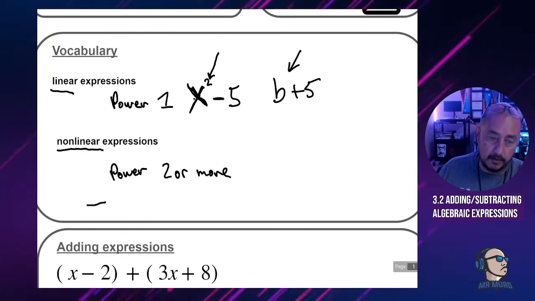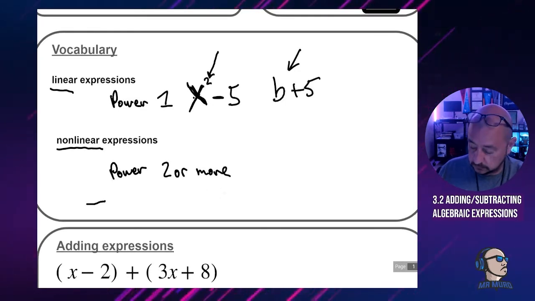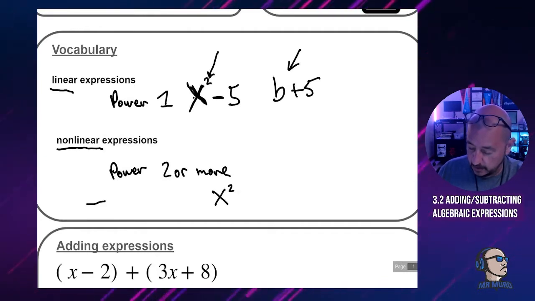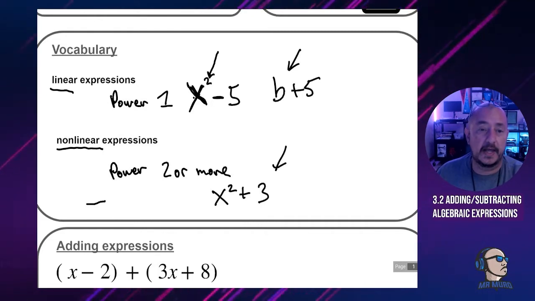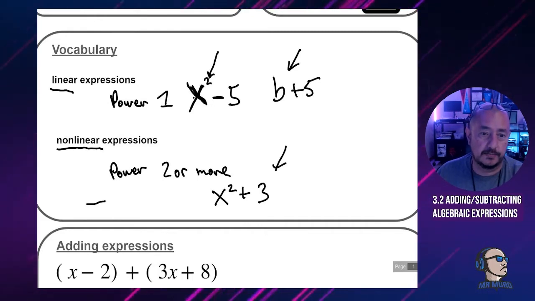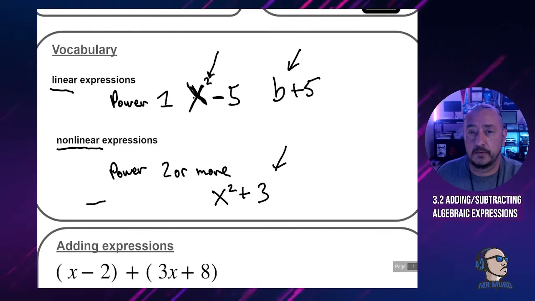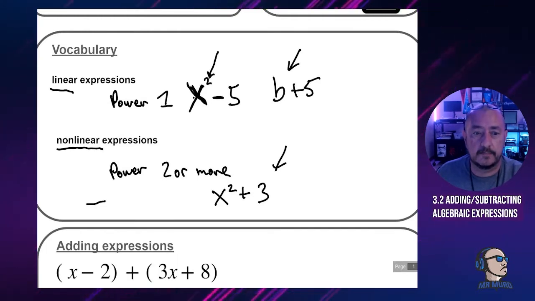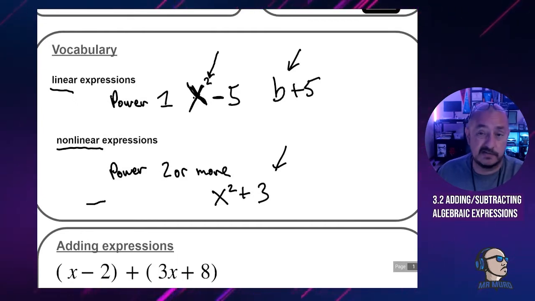Now a nonlinear expression would be when we start dealing with something to the power of 2 or more. So x squared plus 3, that is what we refer to as a nonlinear expression. And that's simply what this is. Once again, linear, the variable is to the power of 1, and nonlinear, you have a variable to the power of either 2 or more. Okay, so that's pretty much it.